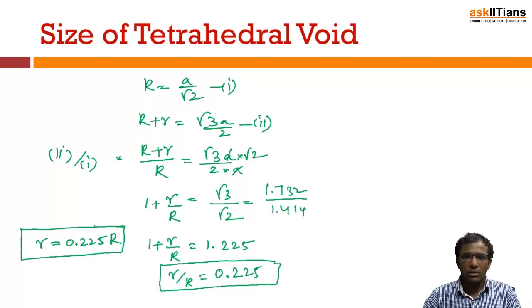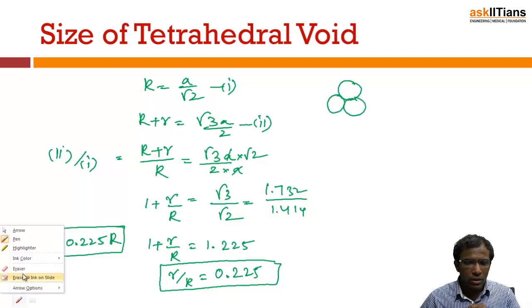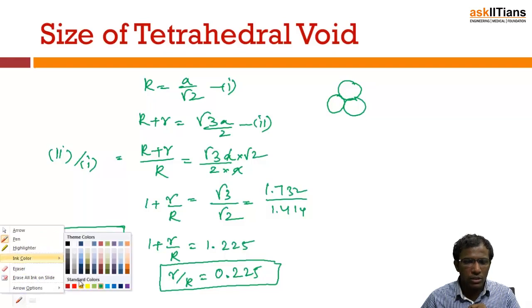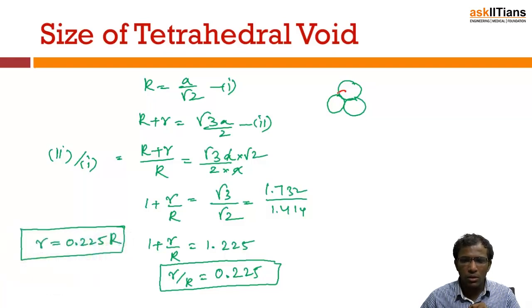Just now we derived it. I hope that you understand the concept here. Here the only thing you need to know is that in a tetrahedral void there are 3 spheres in one plane, and there is one placed above, touching these 3 spheres. Okay. So if you join the centers of these 4 spheres, you will get a tetrahedron, and at the center of the tetrahedron you have a void, some empty space, and the size of that empty space is equal to 0.225 R. Okay.